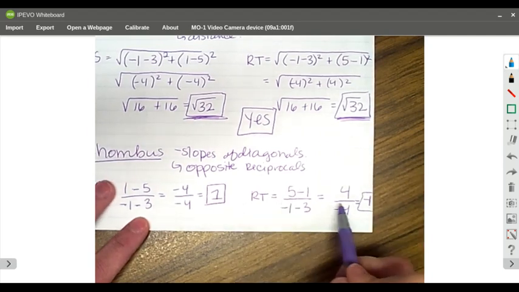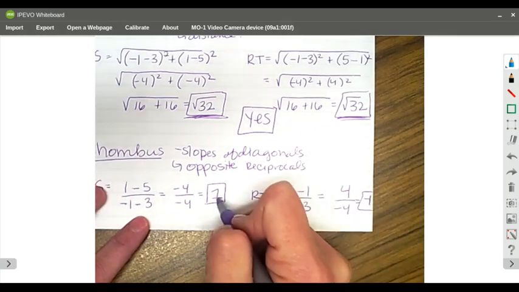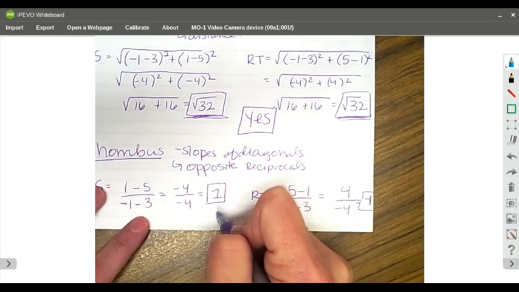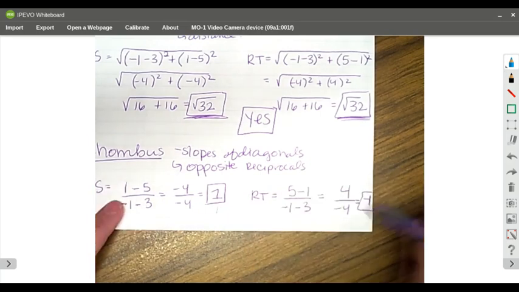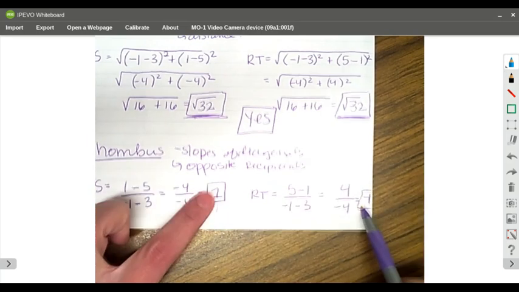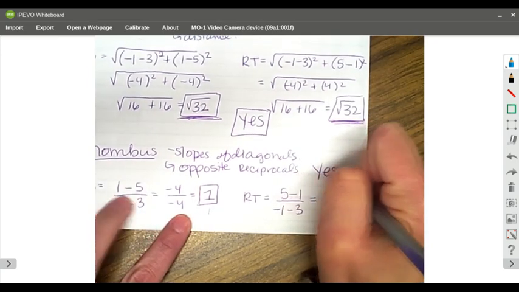So 1 and negative 1 are in fact negative reciprocals. I know they're both whole numbers and not fractions, so it's kind of hard to notice that. But remember, 1 is really 1 over 1. So if you flip 1 over 1, you still have 1 over 1, and make it negative, negative 1. So these are negative reciprocals of each other. So that means yes, it is a rhombus.